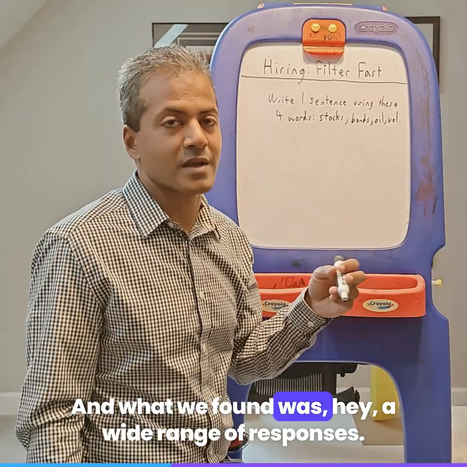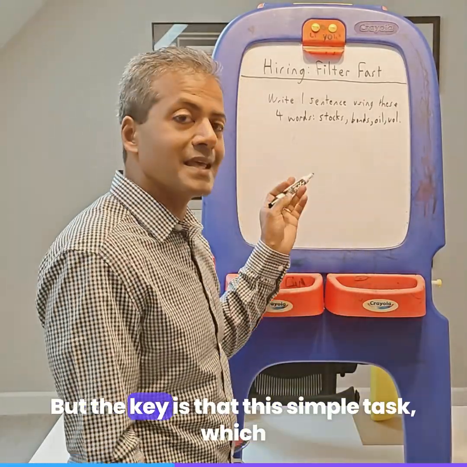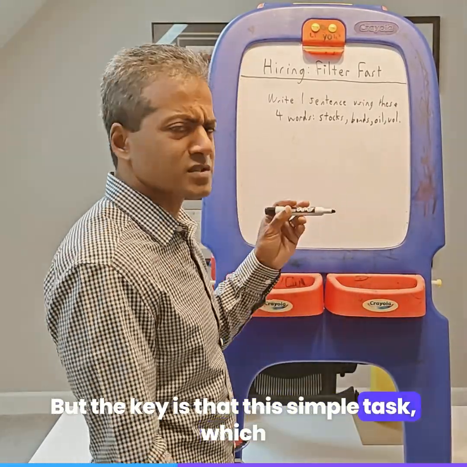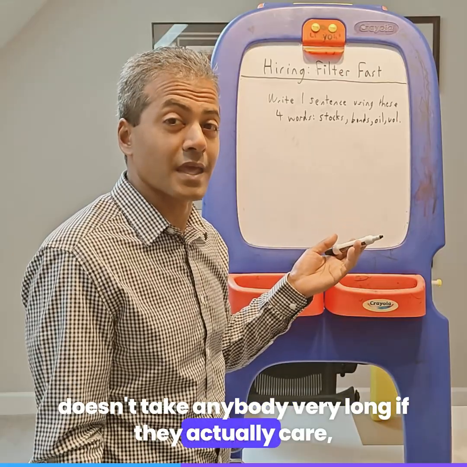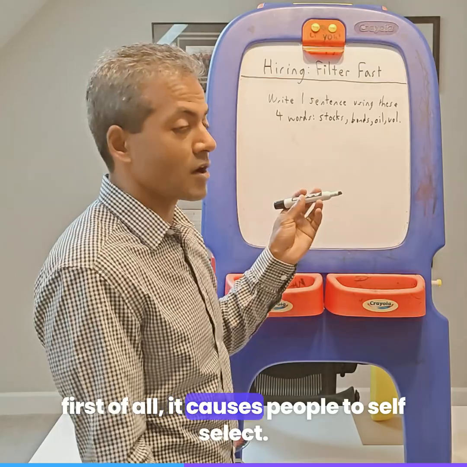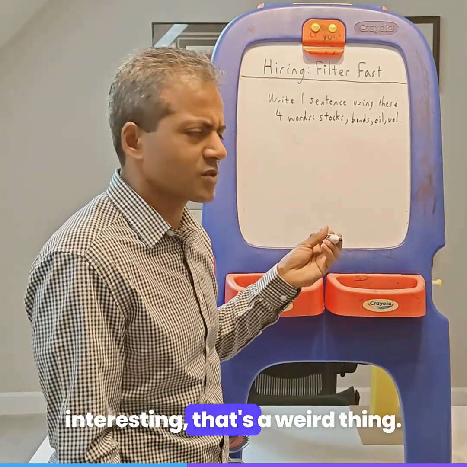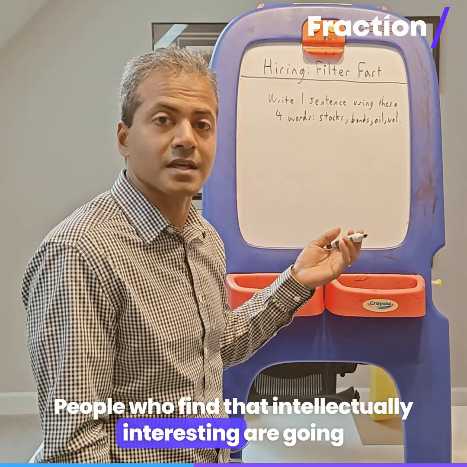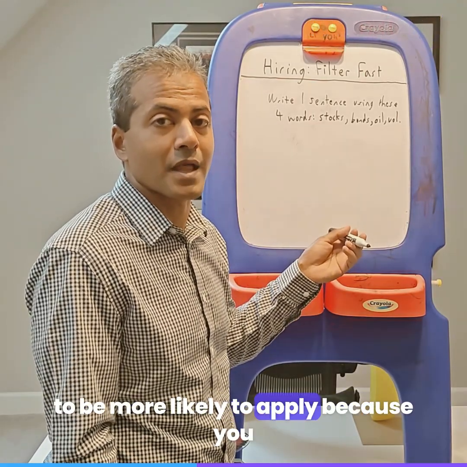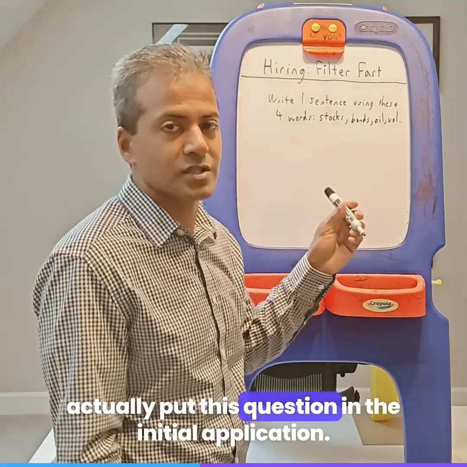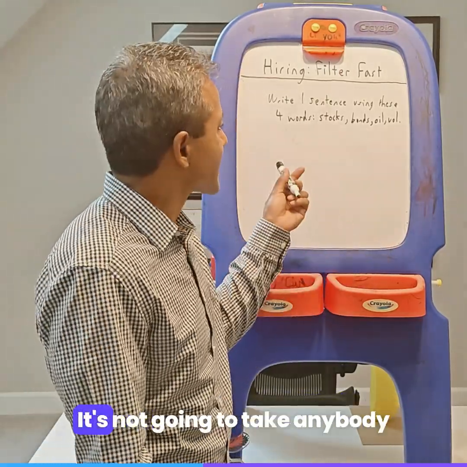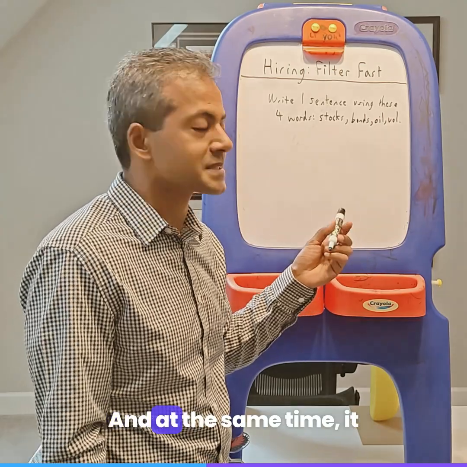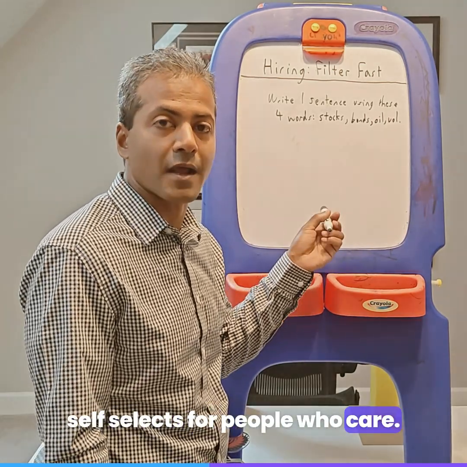And what we found was a wide range of responses. But the key is that this simple task, which doesn't take anybody very long if they actually care, first of all, causes people to self-select. They say, oh, that's a weird thing. Oh, let me try that. People who find that intellectually interesting are going to be more likely to apply, because you put this question in the initial application. It's not going to take anybody more than 5 or 10 minutes, and at the same time, it self-selects for people who care.